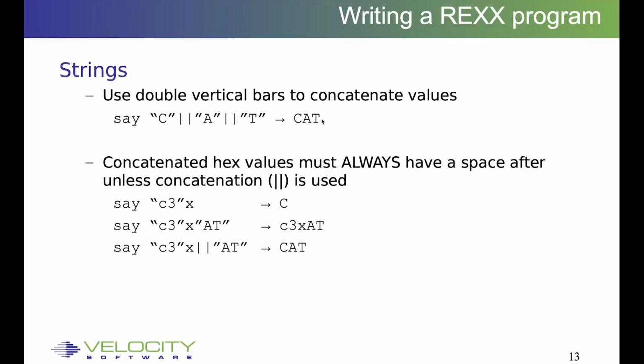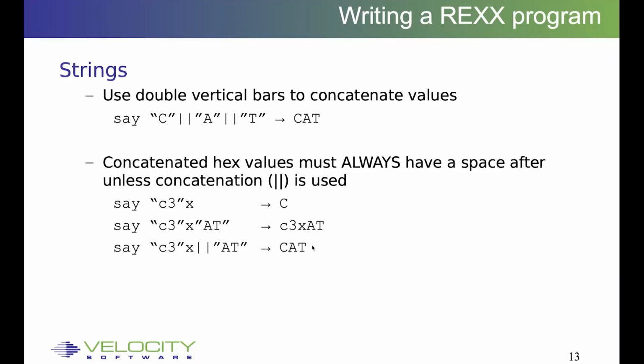Concatenated hex values have to have a space after them. So if we use the say clause with C3 and an X after it, this indicates that the value is a hex value and it's going to display the letter C, since C3 is the EBCDIC C. If you try to concatenate it with AT, it's not going to work because REXX just thinks it's a string of characters and will just display that string of characters. You have to do a concatenation in order to get the right results that you'd be looking for.